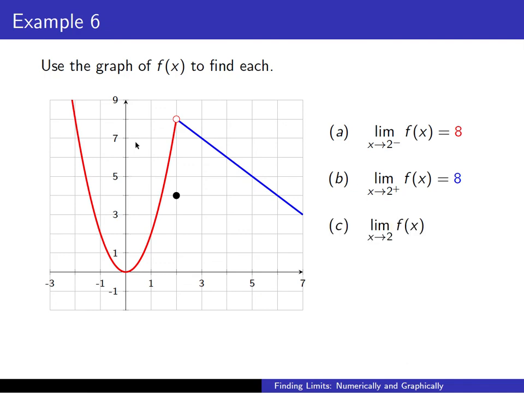And part C, the limit as x approaches 2. Well, this time, coming in from the left, we got closer and closer to 8. Coming in from the right, we got closer and closer to 8. Since these two limits are equal to each other, the left and right-hand limits here, the limit as x approaches 2 of our function is 8. Again, these have to be equal to each other for this limit to exist here.